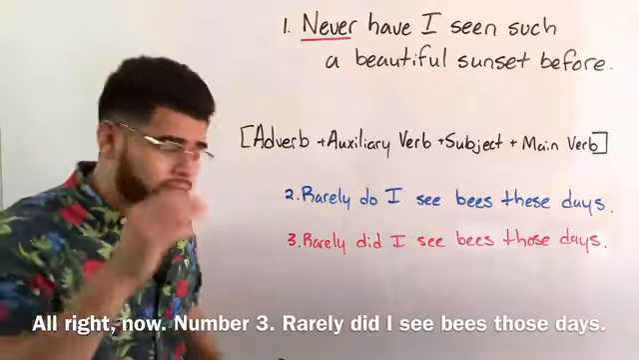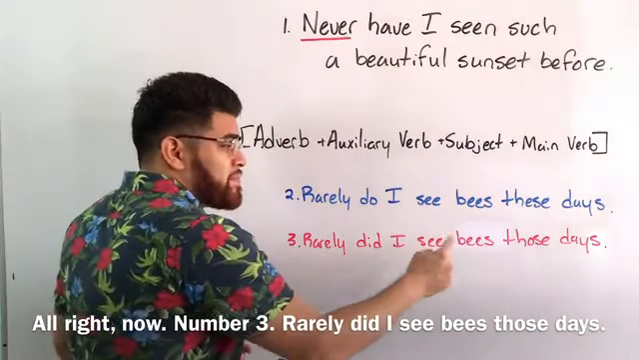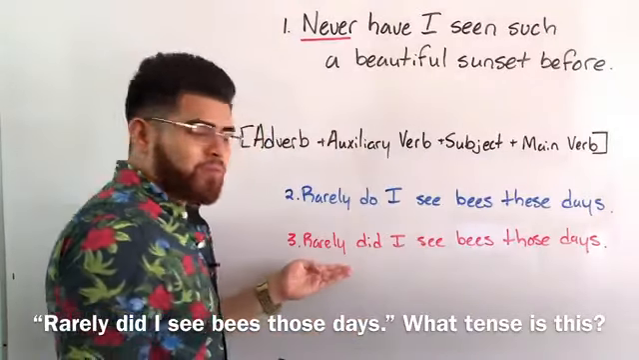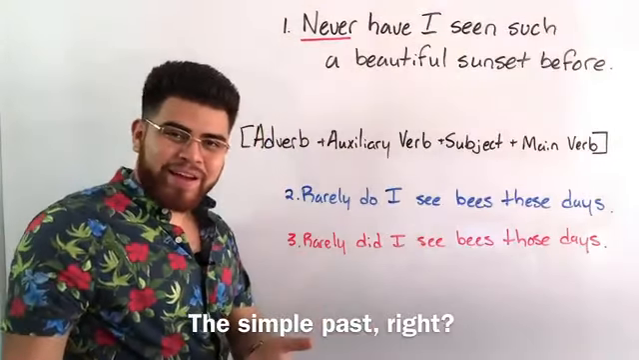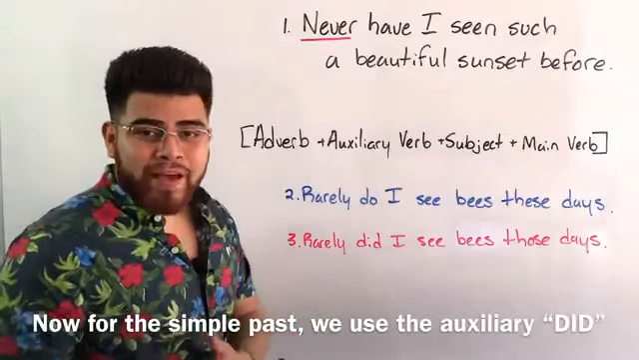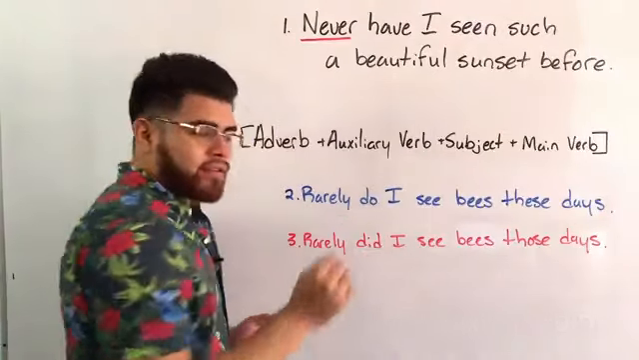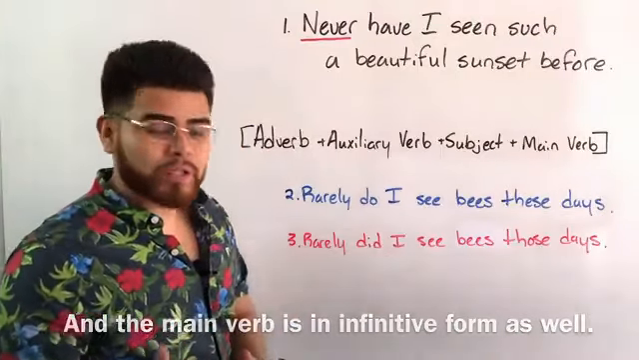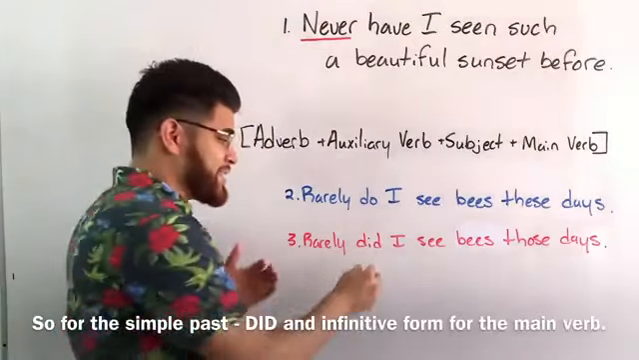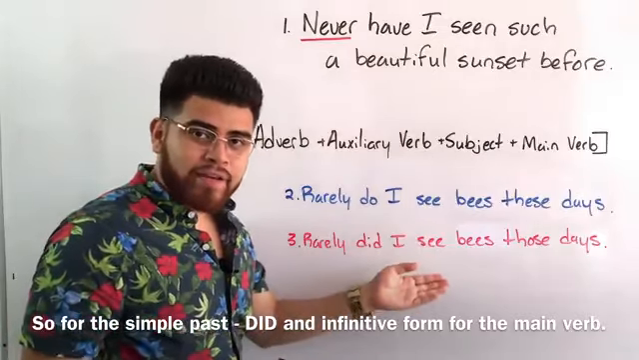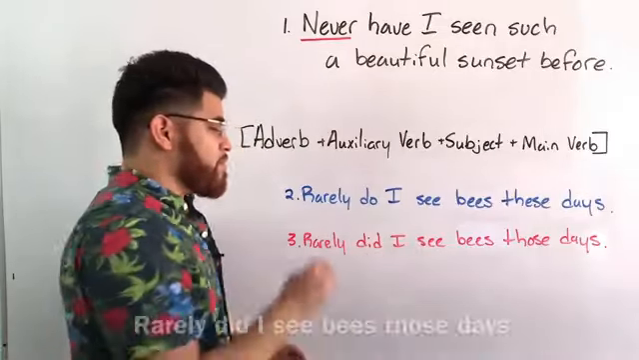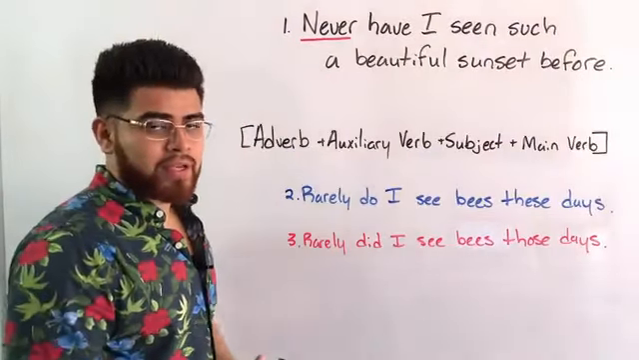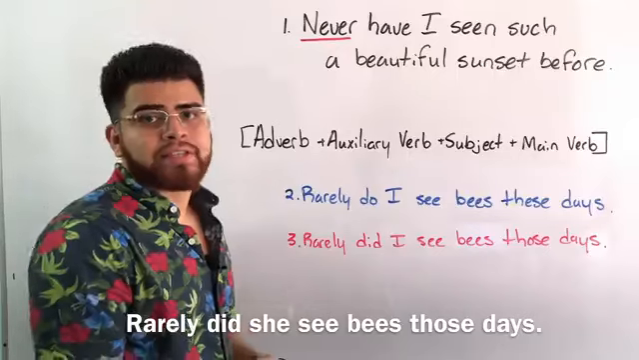All right, now number 3. Rarely did I see bees those days. What tense is this? The simple past, right? Now, for the simple past, we use the auxiliary did, and the main verb is in infinitive form as well. So for the simple past, did, and infinitive form for the main verb. Rarely did I see bees those days. Rarely did we see bees those days. Rarely did she see bees those days.